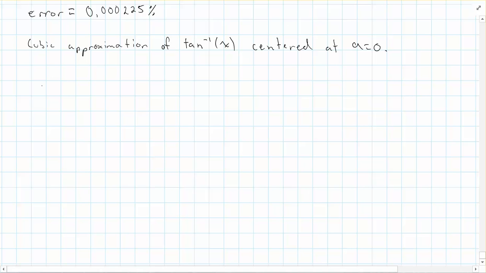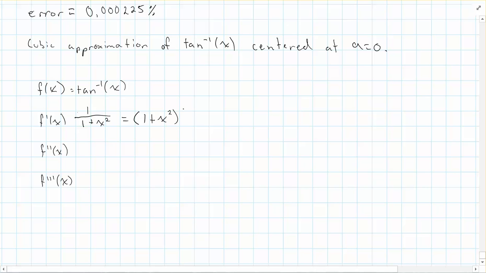So, we know we're going to need f at x, f prime at x, f double prime at x, and f triple prime at x. Well, f at x is just the inverse tangent of x. Now we need to remember the derivative of the inverse tangent of x. Well, that is 1 over 1 plus x squared. So I'm going to rewrite that as 1 plus x squared to the negative 1.